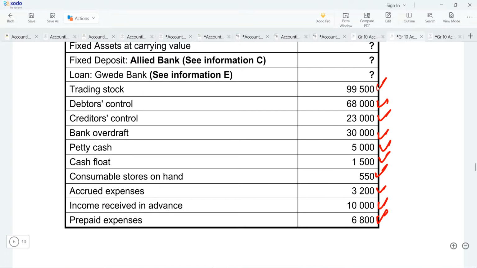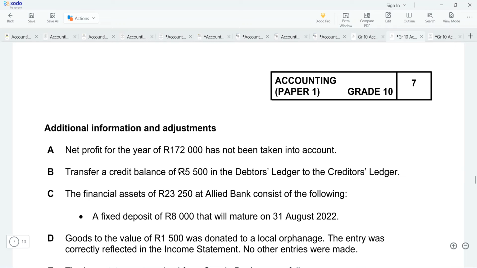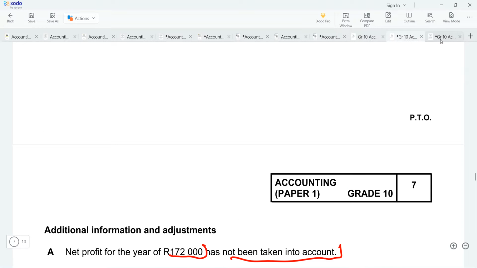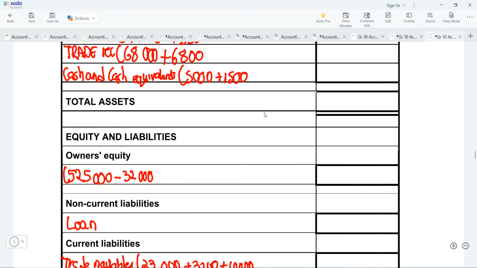So we'll go to our adjustments and get some information. Here they're saying net profit for the year of 172,000 has not been taken into account, meaning that it was not added into our equity account. So what we are going to do is increase our equity account by 172,000. So we're going to say plus 172,000, and then you are done with recording that first transaction.